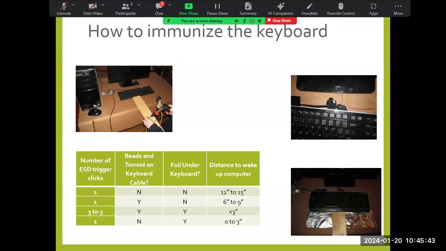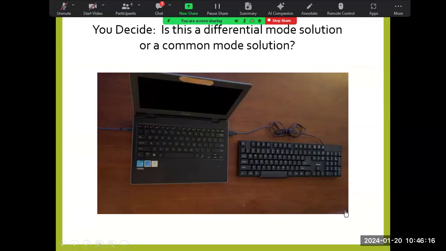So we did a whole bunch of repeatability experiments, carefully controlled with our ESD gun and measurements and all this. And we found the best solution for this particular desktop was the top one here, or I'm sorry, it's the one where you get it closest with the ESD gun to the keyboard, and that's where you have beads on the wiring and foil under the keyboard, which is what's shown down here in the movie. Okay, so it's a long time ago.